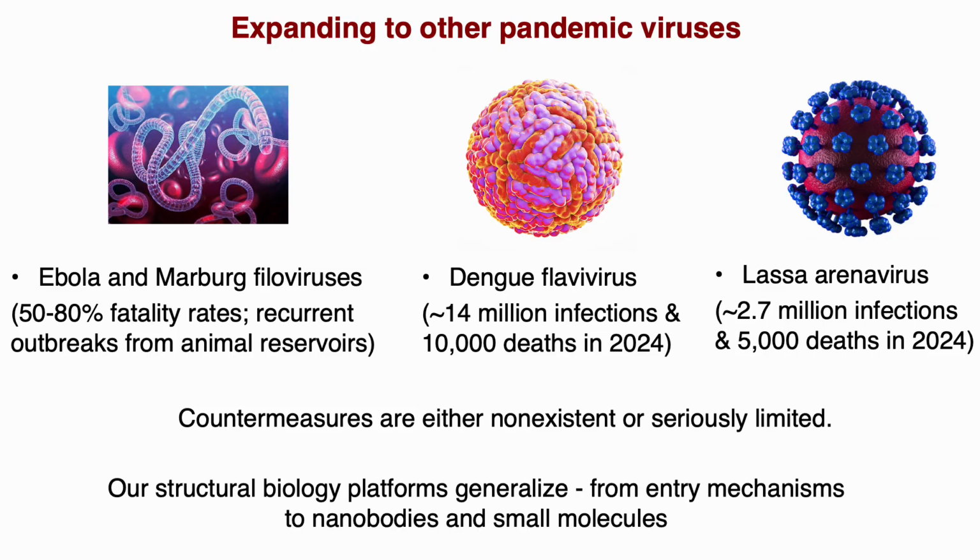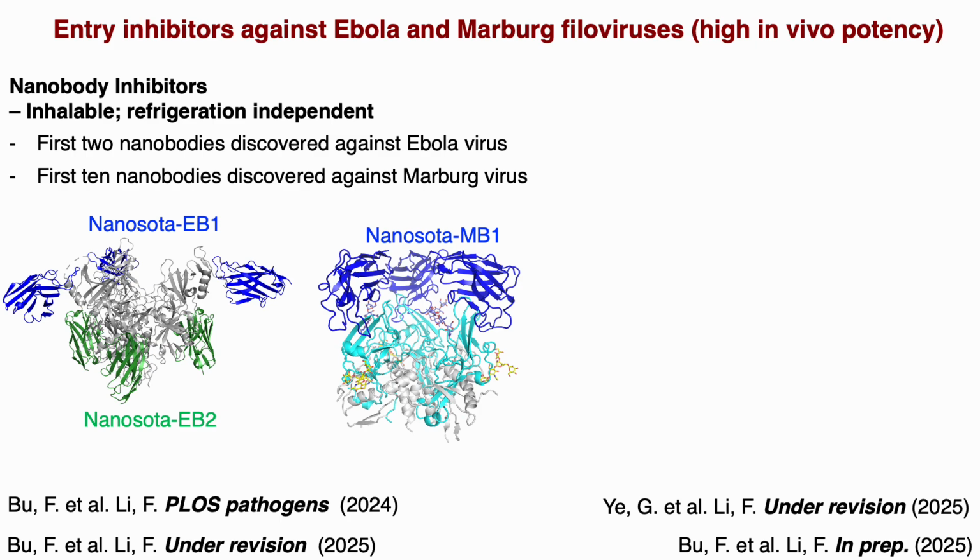We use the same structural biology platforms to study these viruses, from atomic understanding of viral entry to developing novel nanobodies and small molecule compounds to block viral entry. So far, we have developed inhibitors against all of these viruses. Our entry inhibitors against Ebola and Marburg are particularly advanced. We developed the first 2 nanobodies targeting Ebola. We named them Nanosota EB1 and EB2.